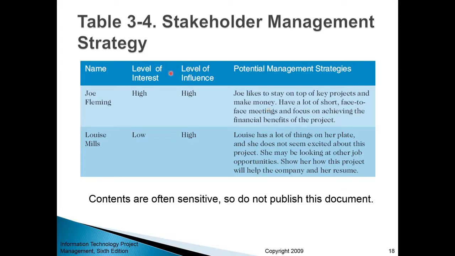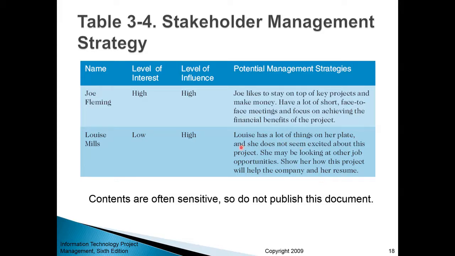So here, not only do you have your stakeholders listed, but you also come up with a potential management strategy. For example, if somebody's level of influence within the organization is high, but their level of interest is low, meaning this particular stakeholder is not intimately involved in the project, then you may say something like this: well, this is how we're going to manage our relationship with this stakeholder.